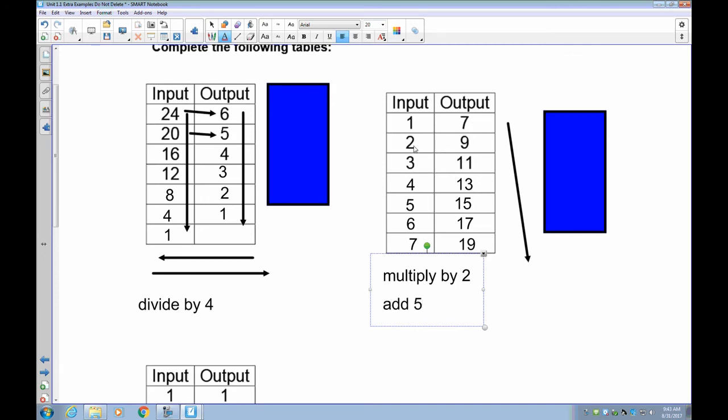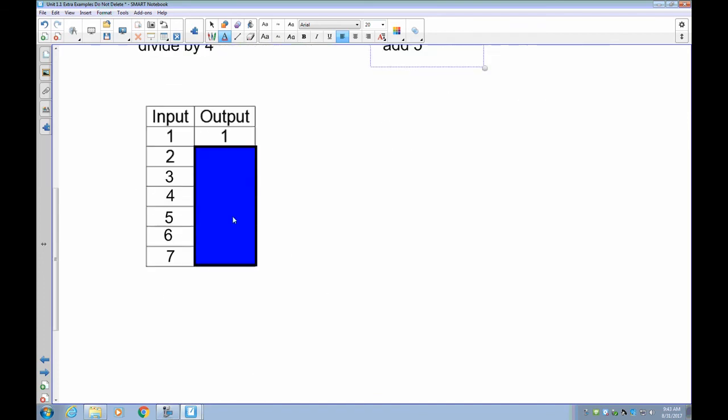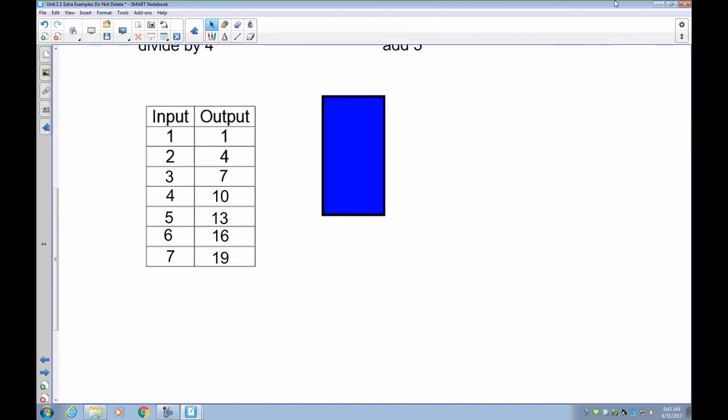All right, so let's check it out. 2 times 2 is 4, plus 5 is 9, that works. 3 times 2 is 6, plus 5 is 11, that works. So this is correct. And I think this is the last one you have to work with, so pause the recording and see if you can figure this one out.